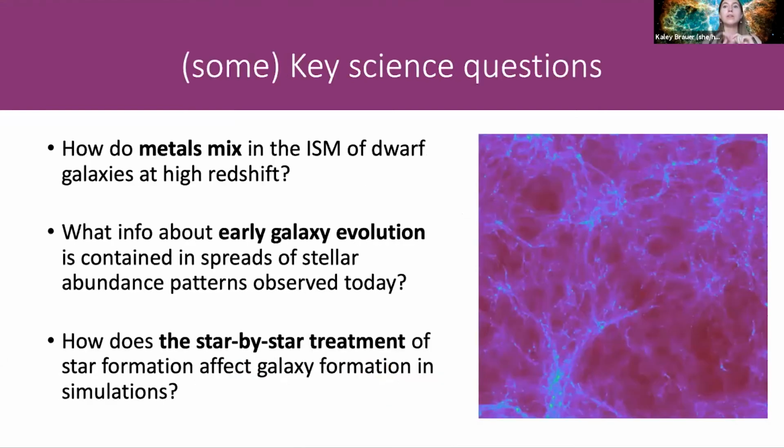There are a number of science questions that we are hoping to answer with these simulations once they're finished. Just to briefly mention a few of them, one of the biggest questions is, how do metals mix in the interstellar medium of dwarf galaxies at high redshift? Because that's where a lot of assumptions are made in other simulations. If we're trying to really do the high resolution with the feedback of these individual stars, we want to see how the metals are mixing and how that's affecting the chemical abundances that we are going to be observing in real stars.